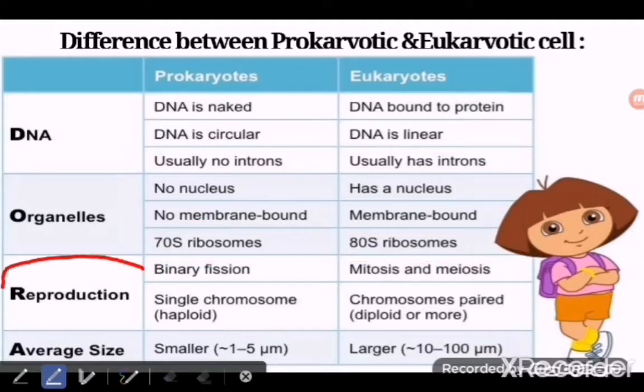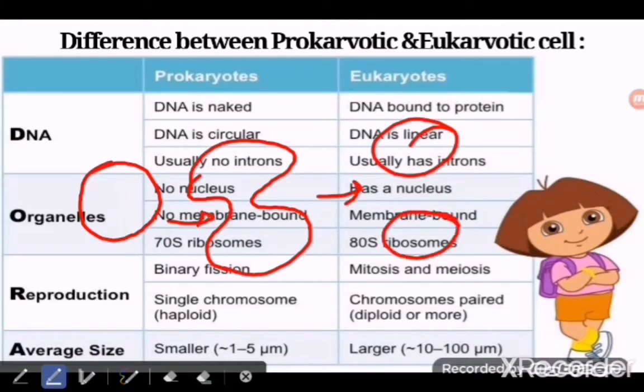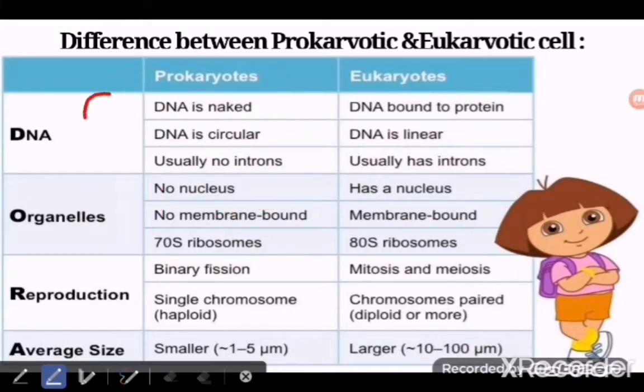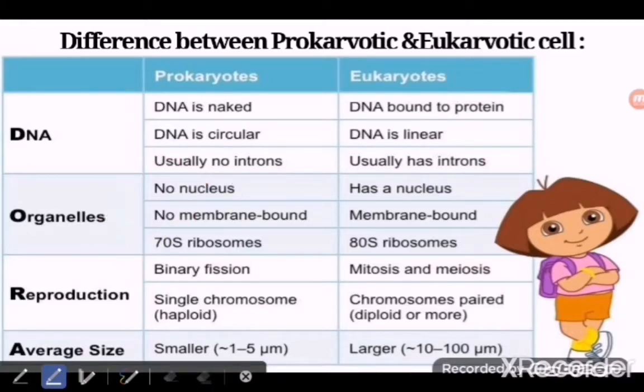Students, reproduction in prokaryotes occurs by binary fission. Binary fission means a cell divides into two cells only. This is known as binary fission. Prokaryotes are living beings which are unicellular, made up of a single cell, so they have no chance to divide into multiple cells. A single cell is divided into two cells.